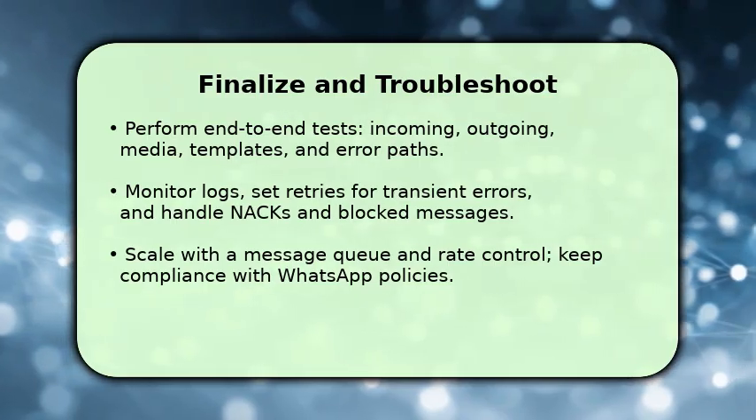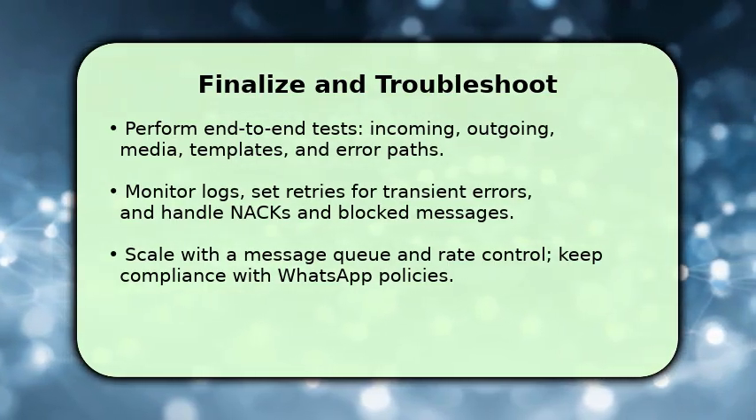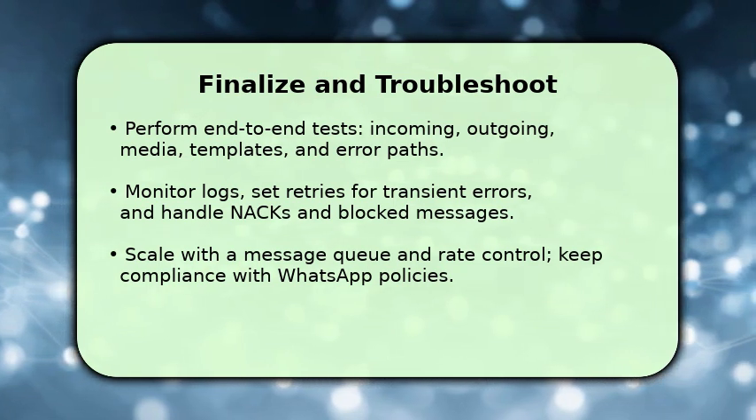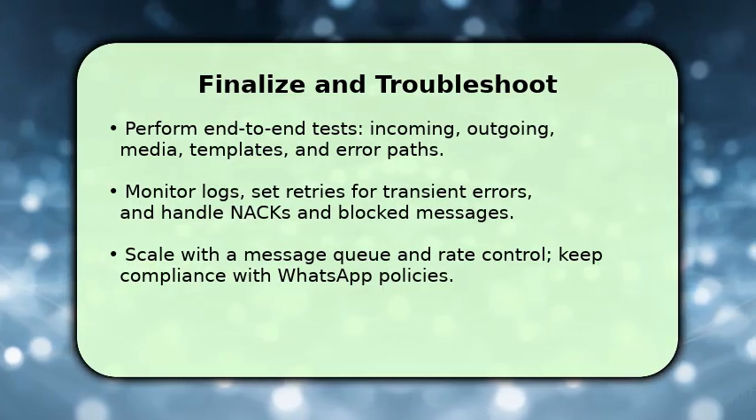Finally, scale with a message queue and rate control as traffic grows, and document policy compliance. Troubleshooting tip: if messages fail, check webhook signature, phone number status, and template approval first.